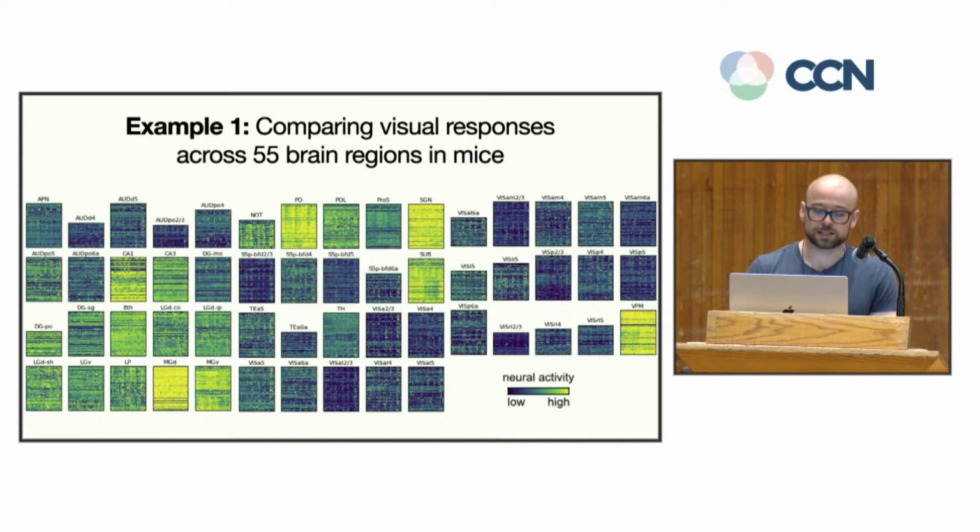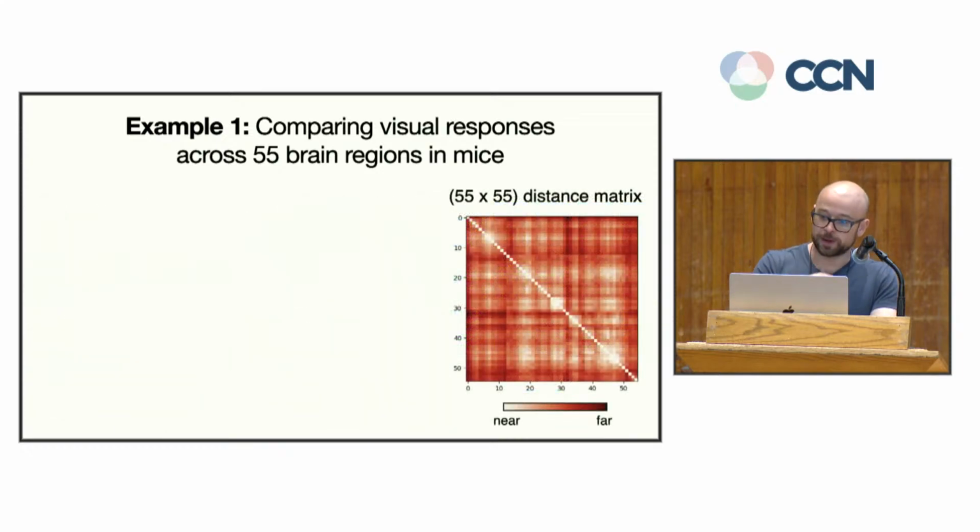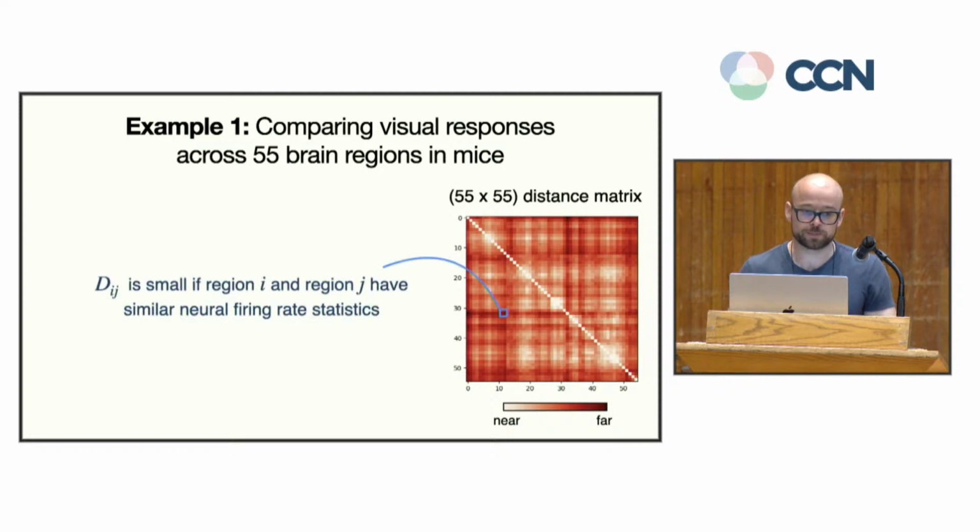And we want to make sense of it. And what I'm going to talk about today is thinking about ways of boiling down data sets like this into a distance matrix like this. So if there's 55 brain regions, you would have a 55 by 55 symmetric distance matrix. Element ij in this distance matrix is somehow a quantification of how similar the firing rate statistics are between brain region i and brain region j.